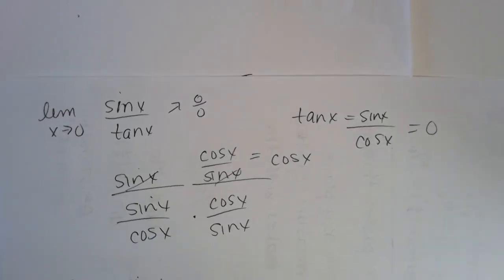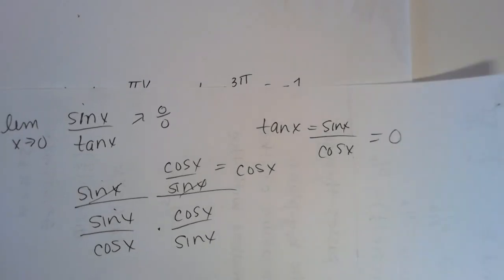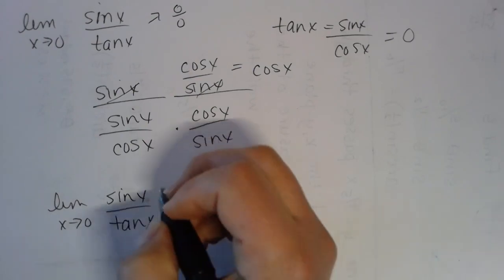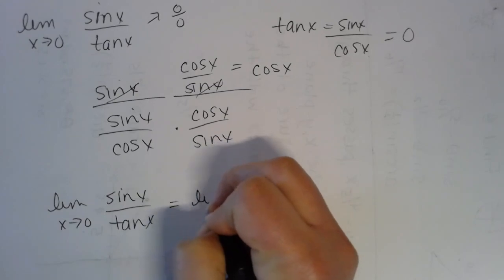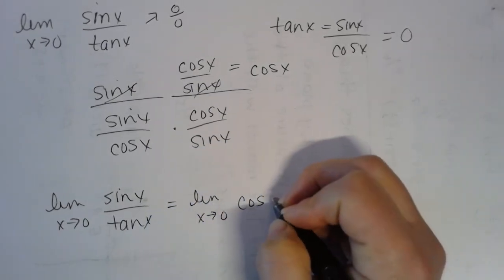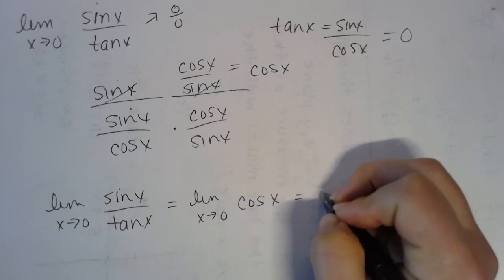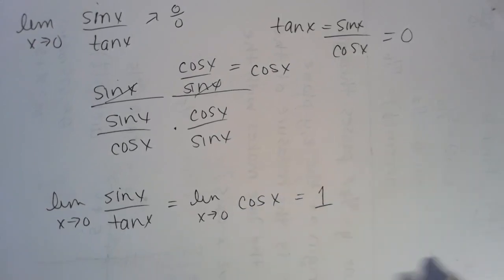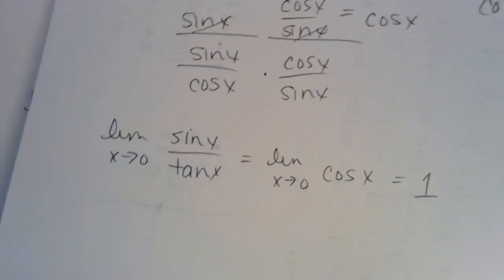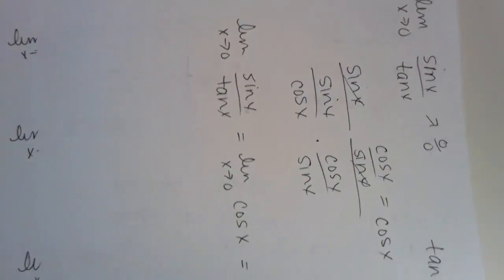This is indeterminate form. So this is one way to go about this: when you don't have everything in sine and cosines, switch it into sine and cosines and hope that things cancel. It is really equal to the limit as x approaches 0 of cosine of x, which is then just 1 when I plug in 0, knowing my trig values.